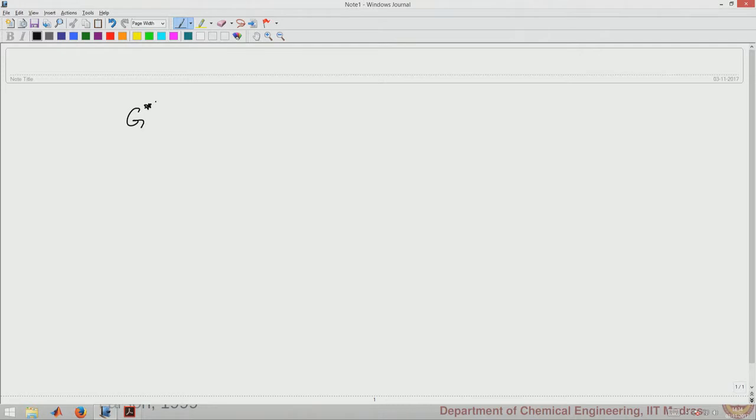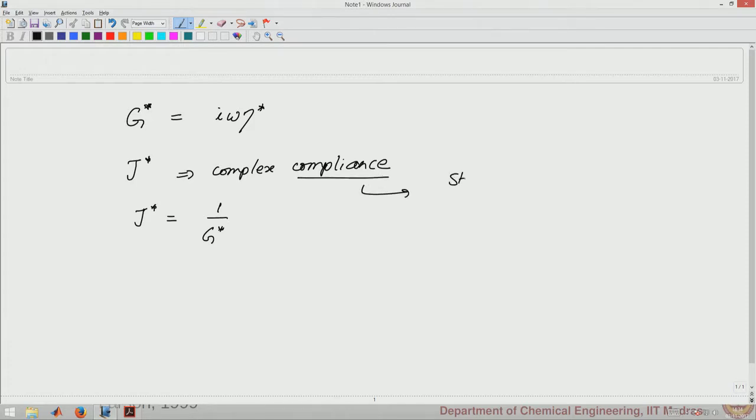So, if we generally use the complex notation and complex variable as we have seen in earlier classes, we could write complex modulus as a function of complex viscosity. Similarly, we can also define a complex compliance, and this is equal to 1 over G star. Since compliance is actually strain over stress, it is natural that it is the inverse of modulus.